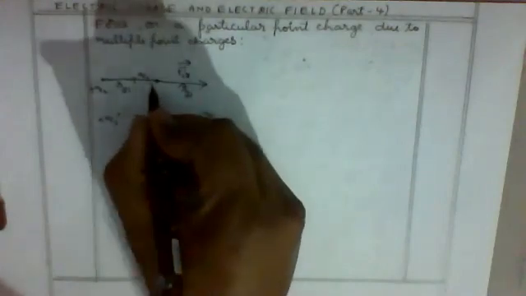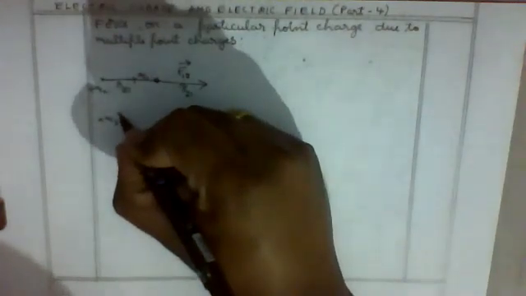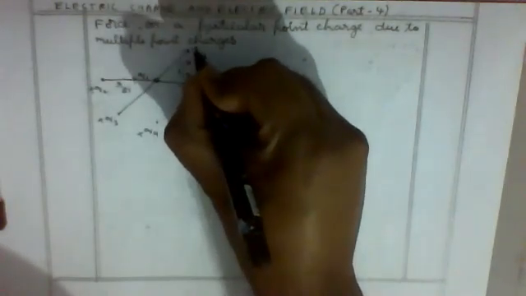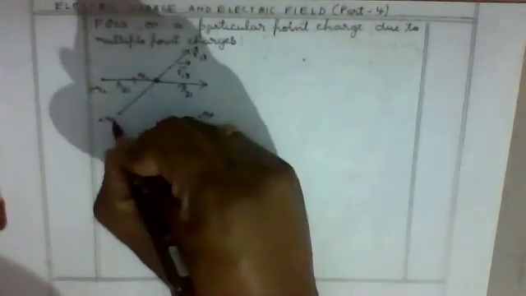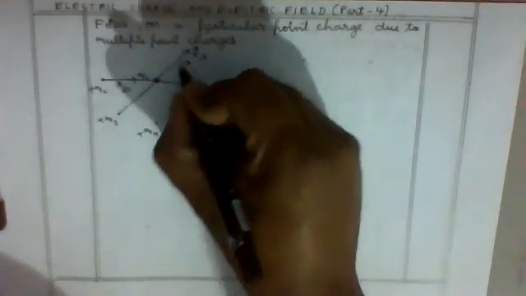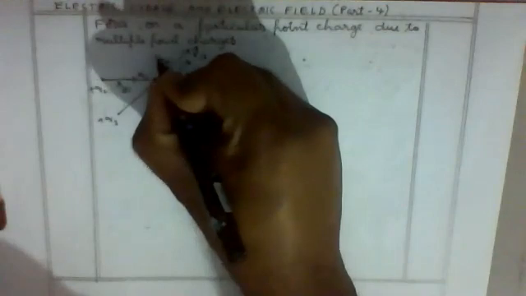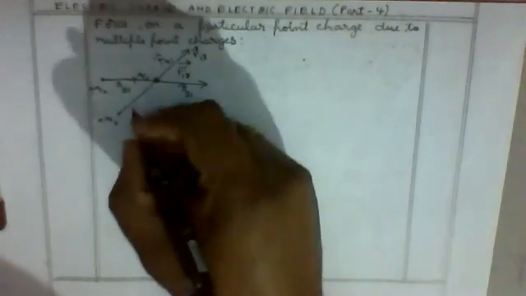In the same manner, the force acting on plus Q1 due to plus Q3 is the F13 vector. It is directed from Q3 to Q1. Coulomb force always acts along the line joining the two point charges, but this is repulsive. So this is R31 cap, directed from Q3 to Q1. The distance from Q1 to Q3 is R31.